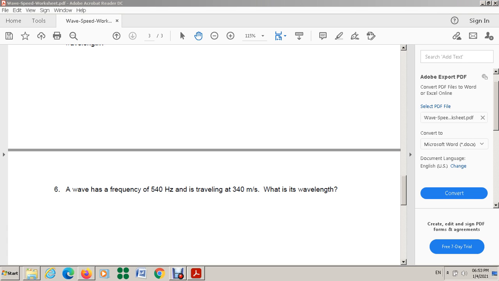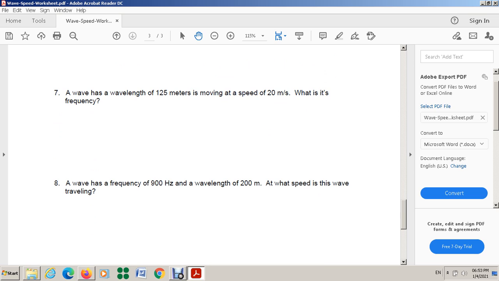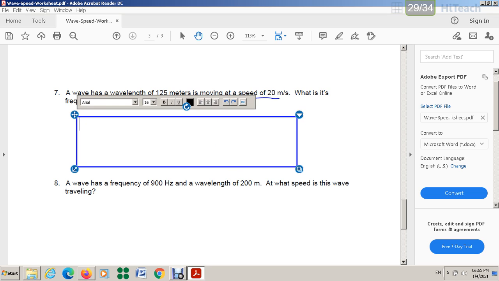Let's continue. I'll give you another question. In question 7 here, you have a wave that has a wavelength of 125 meter, and you have the speed of 20 meter per second. What is its frequency? Now, how to find the frequency? If you have the speed and the wavelength, frequency equals wave speed over wavelength.